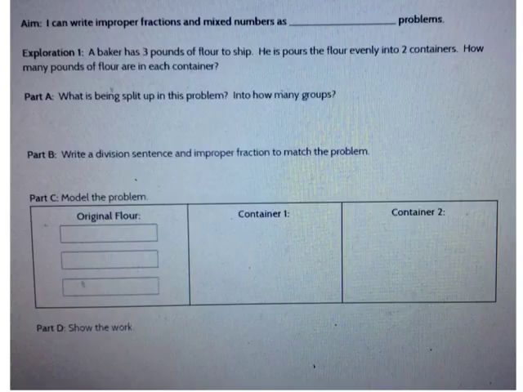Yesterday we talked about how we can write proper fractions as division problems. Today we're going to write improper fractions and mixed numbers as division problems. Let's look at the first question. A baker has 3 pounds of flour to ship. He pours the flour evenly into 2 containers. How many pounds of flour are in each container?